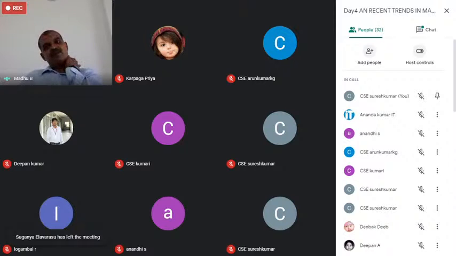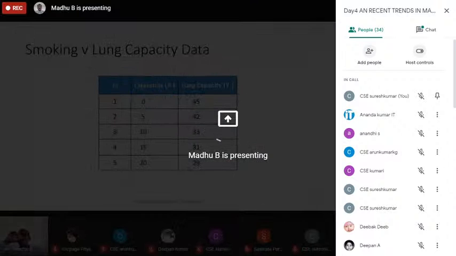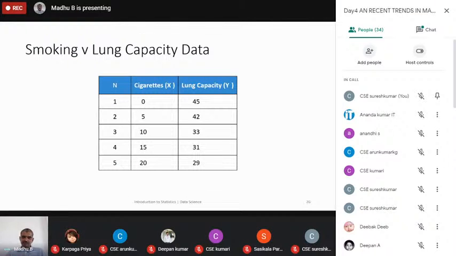So in the first example in the morning session, we were seeing something about cigarettes, right? Are you able to see my screen? Yes or no? Are you able to see it now? I hope you are able to see it now, right? Karpagapriya, are we able to see it? Yes, sir.